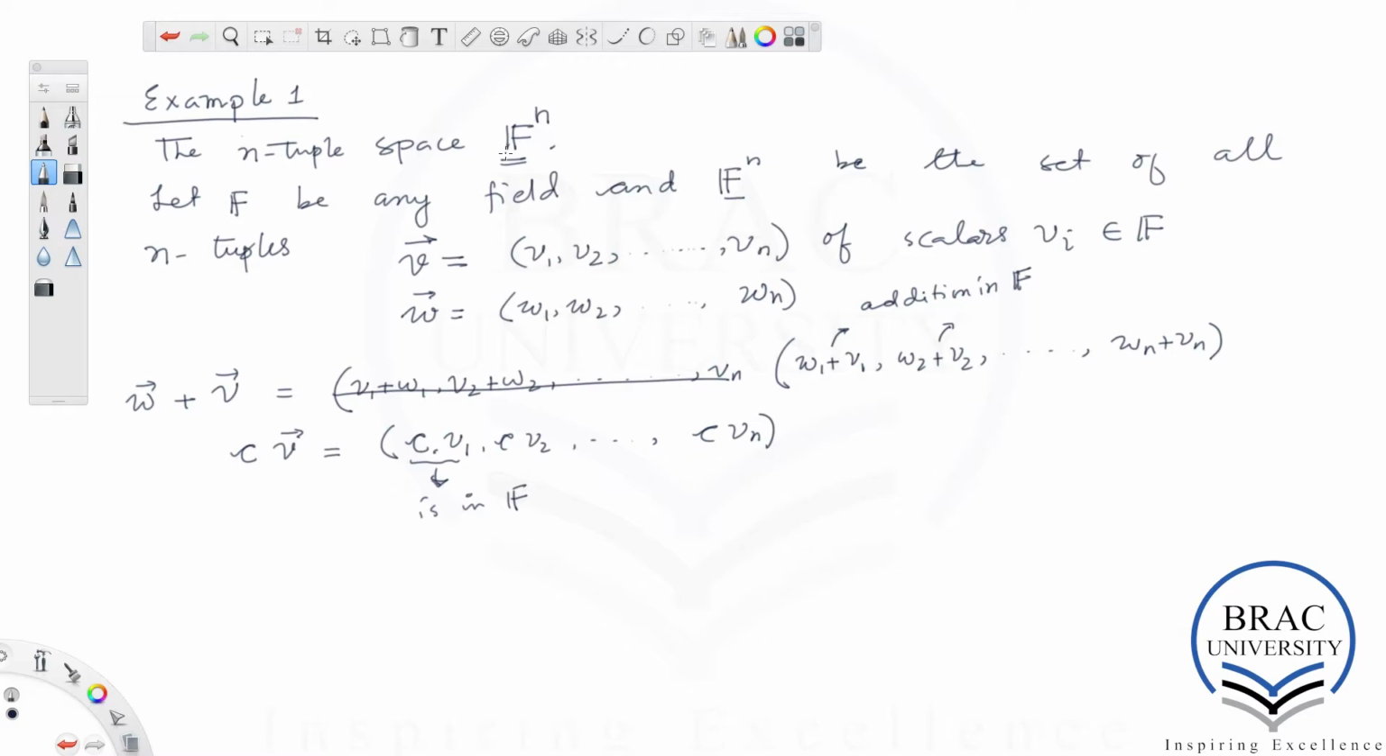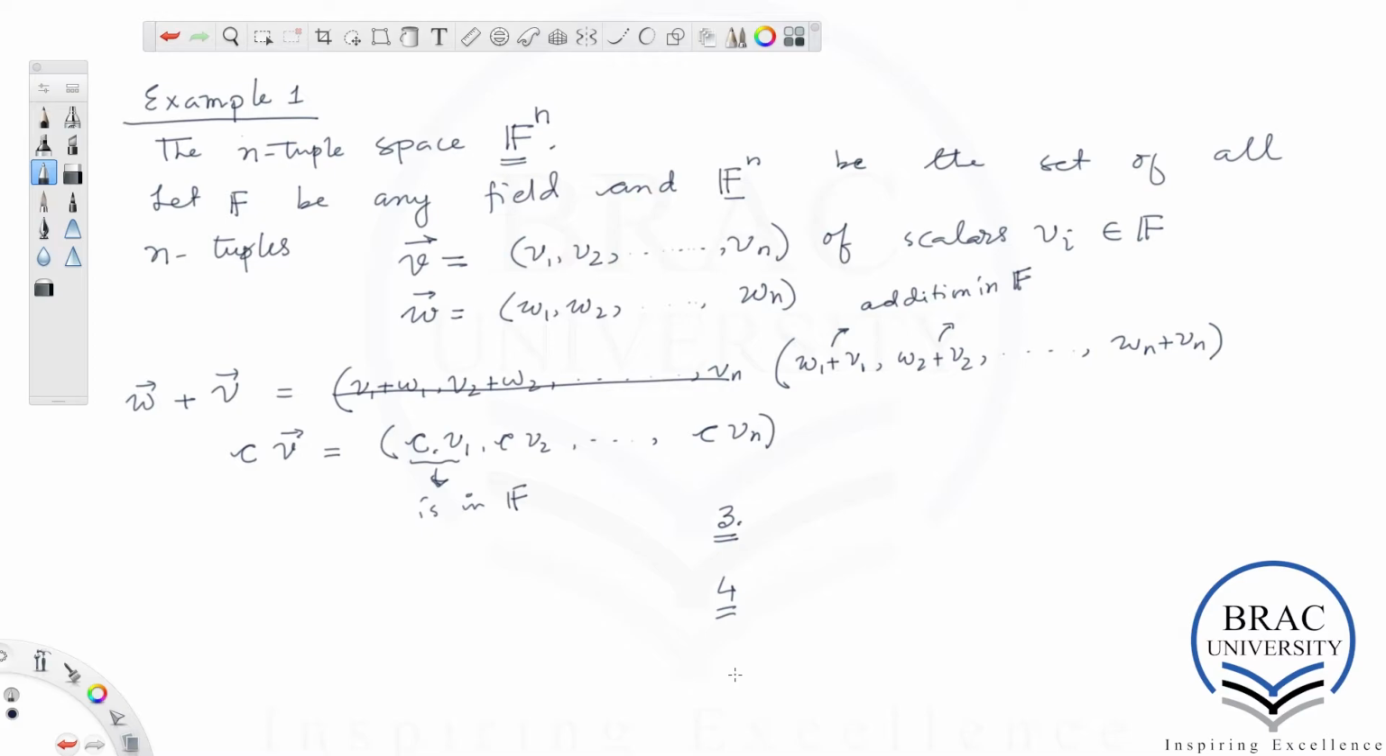So I leave it as an exercise for you to check that this set equipped with these two operations is indeed a vector space. You have to check that all the properties listed in point 3 and in point 4 are fulfilled.